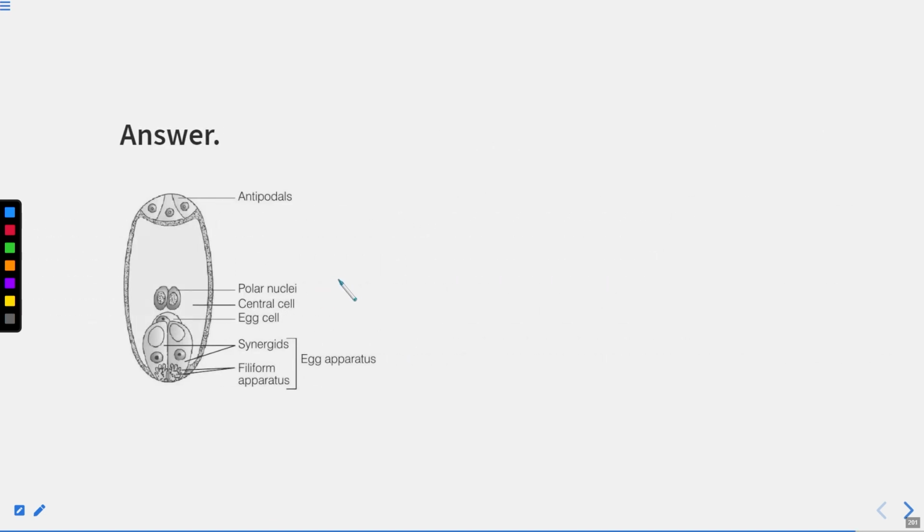Now this is the image showing you the typical embryo sac of an angiosperm. So you can say this is a typical angiospermic embryo sac. Angiosperms are flowering plants. Now antipodals. Antipodals are formed at the chalazal end. And the egg apparatus is formed at the micropylar end.